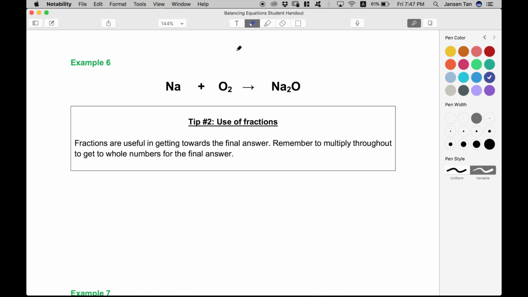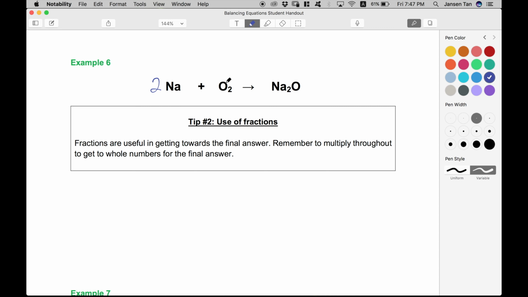And the tip is to use fractions, as fractions are a useful way to balance equations. Okay, so over here, let's look at balancing sodium first. On the left I have 1, on the right I have 2, right? So I'll put a 2 in front.